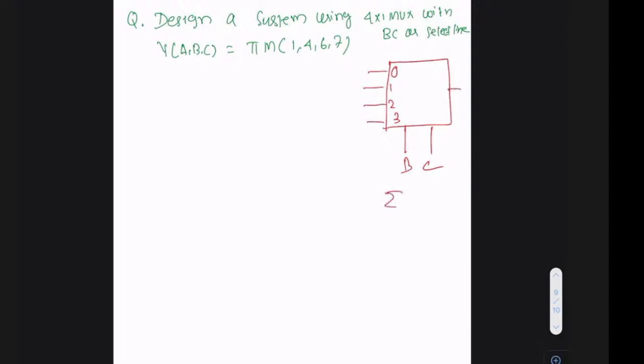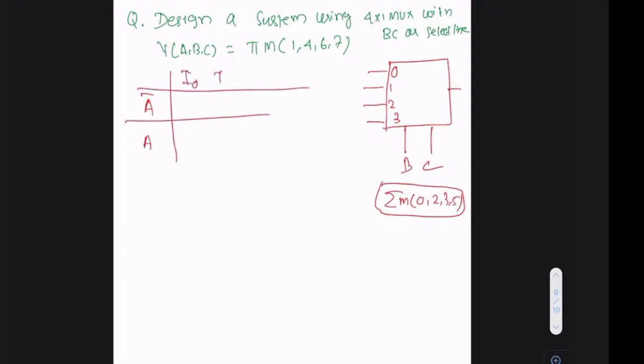If the max terms are 1, 4, 6, 7, the min terms are 0, 2, 3, 5. For that, we have to make a table. Because BC is your select line, the remaining variable is A. A has two combinations, A bar and A.